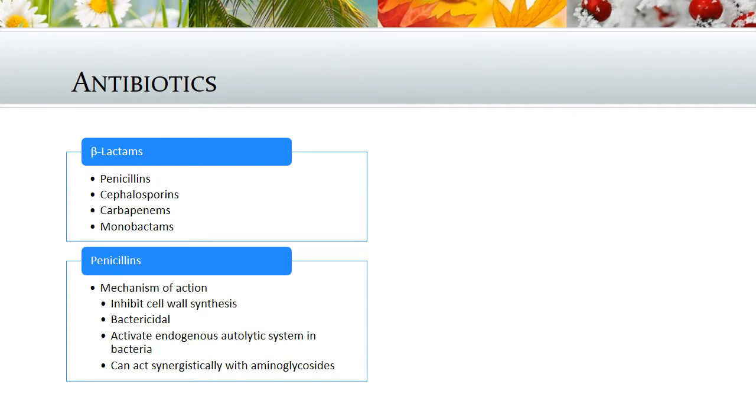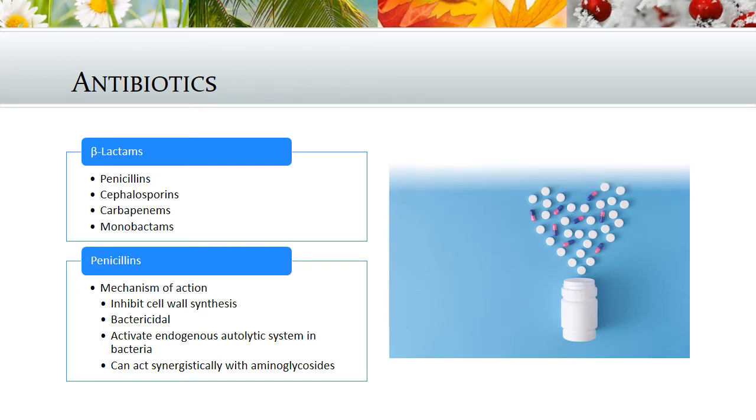Let's talk about specific antibiotics. The B-lactams are a large class of antibiotics that include penicillins, cephalosporins, carbapenems, and monobactams. The penicillins work by inhibiting cell wall synthesis. They are bactericidal and activate the endogenous autolytic system in bacteria. They can act synergistically with aminoglycosides.